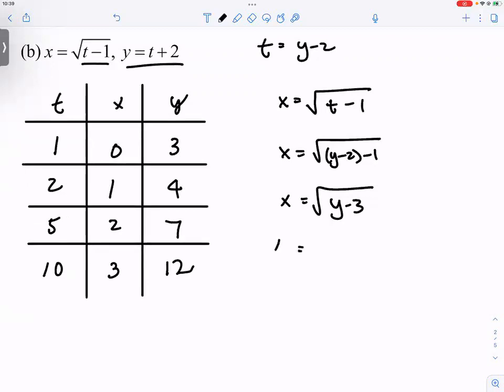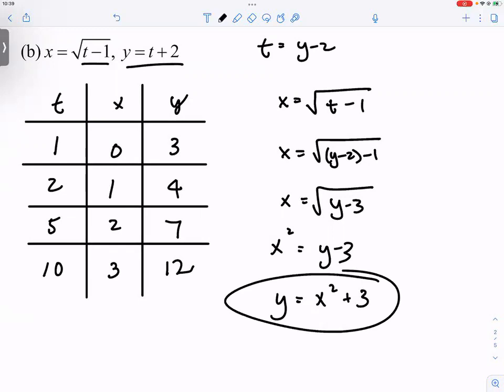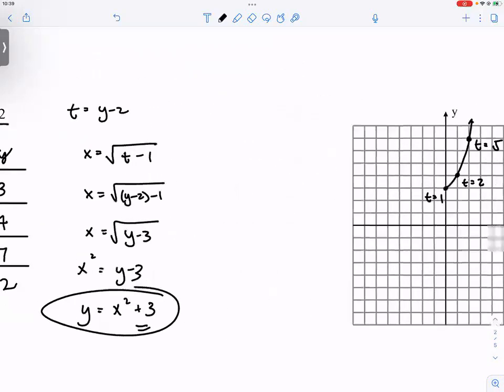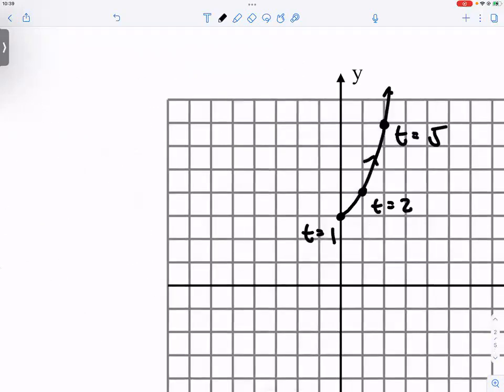So to solve for y, you square both sides. So you have x squared is equal to y minus 3. So y is equal to x squared plus 3. And we say, oh, so that's a parabola that's being shifted up 3 units. And we say, oh yeah, that's exactly what it is, a parabola being shifted up 3 units.